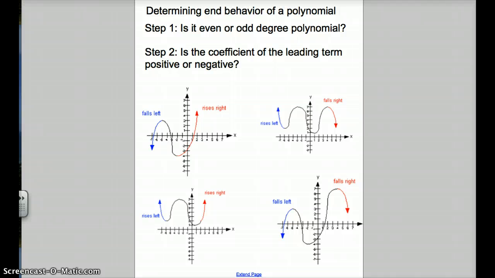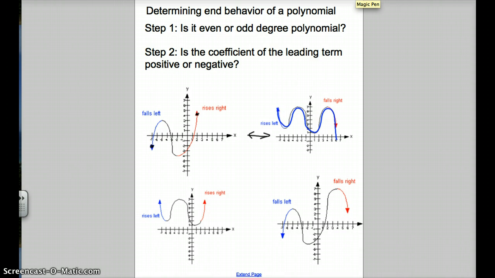So now, here's our next goal. We're trying to determine the end behavior of a polynomial. So there are 2 steps to do this, but first let's take a look at these 4 pictures. These are 4 scenarios that could happen. Okay, these 2 scenarios at the top are similar in that they start coming from one direction and they end going in the other direction. So this one starts falling down to the left and then it ends rising. Okay? The same thing goes for this one, but it's the opposite. It's actually starting rising and then it ends falling.